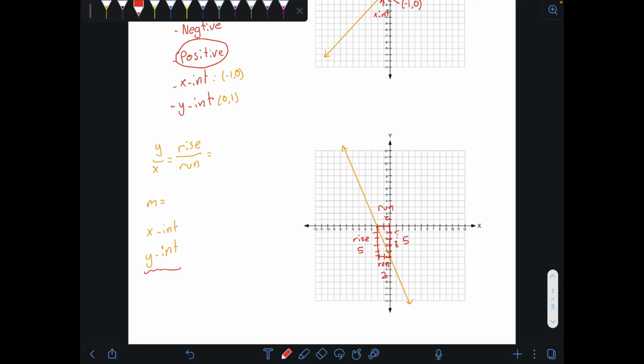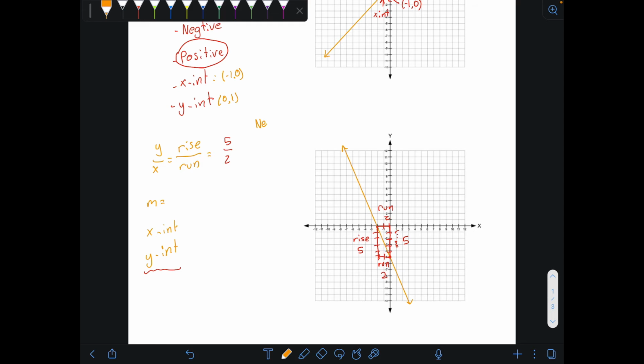So now let's put this in our equation. So rise over run, 5 over 2. And with slope, never change it into a mixed number. This is very important.